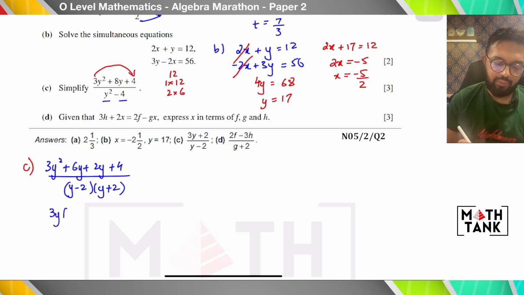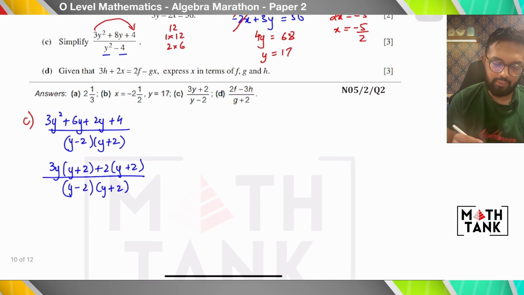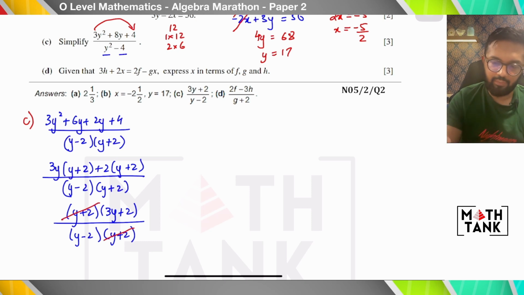Then in the numerator I have 3y common, and then I have 2 common, so I get y plus 2 as the common bracket and the other is 3y plus 2. And in the denominator, I have y minus 2 and y plus 2. So I think these cancel out and I'm left with 3y plus 2 over y minus 2.